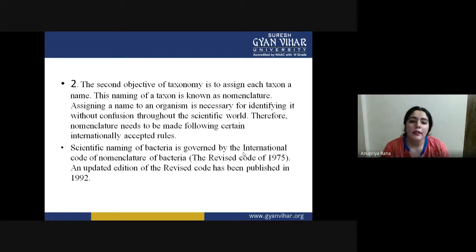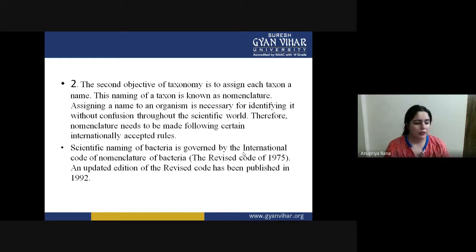Now, our second objective of taxonomy is to assign each taxon a name. That is important. Even when a baby comes into the world, they need a name, and that is the first thing that comes with them. So obviously, we need names. How will we identify them? How will we call them? How will we make others understand what we are talking about? That's why this naming process is very important.